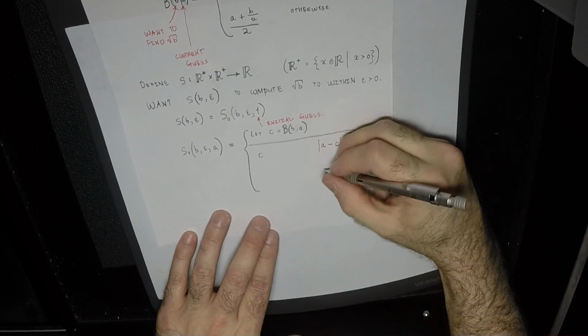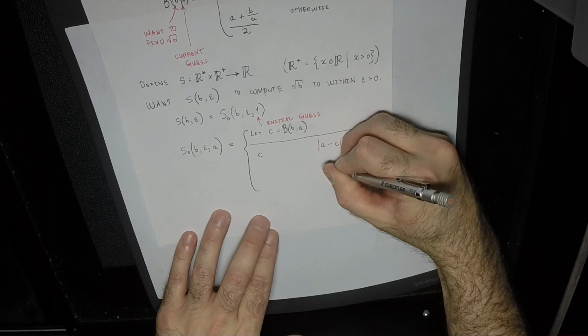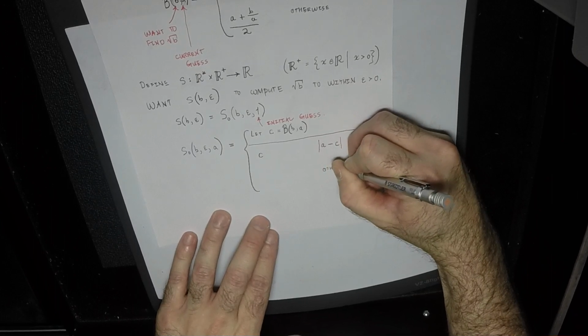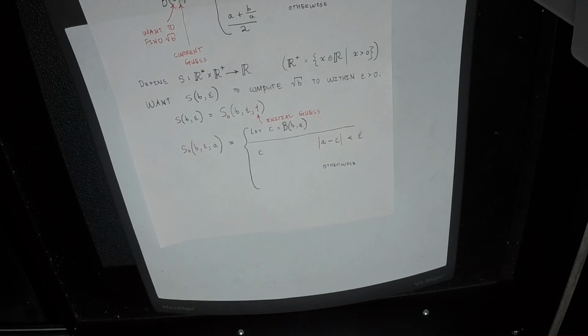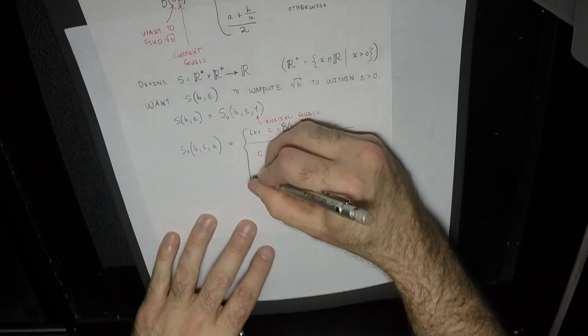So now we need an otherwise. Right. So this is the clause where, oh, there's more work to do. So we need to recurse. So what?